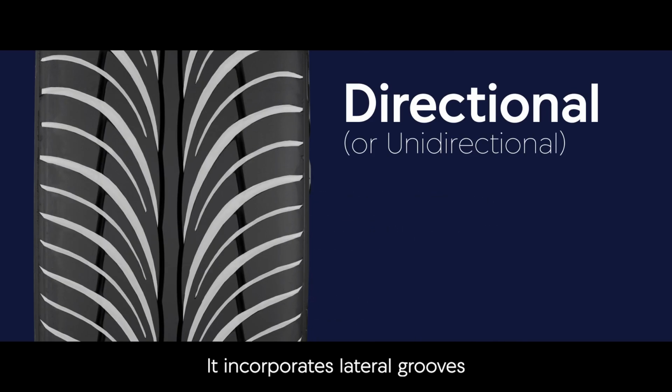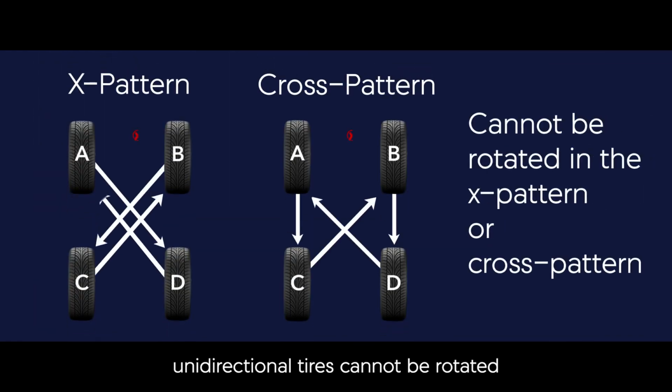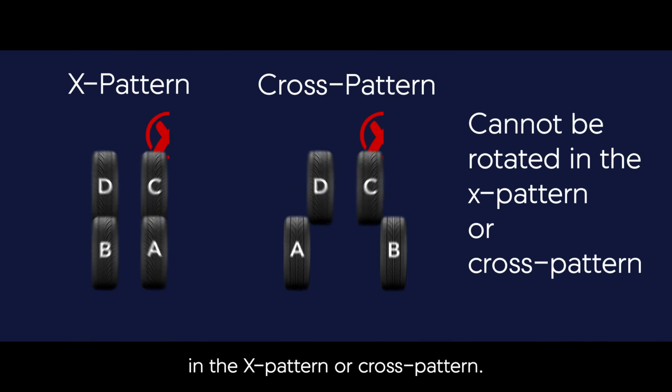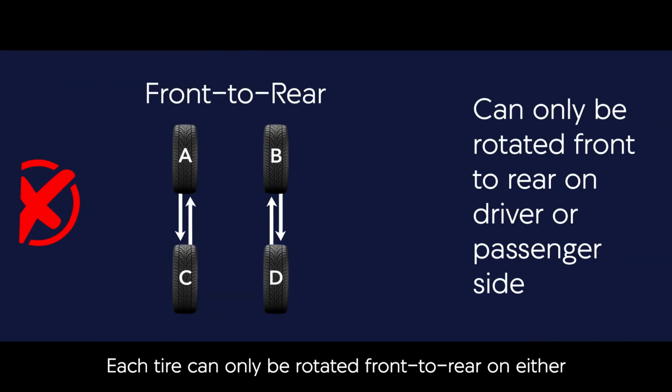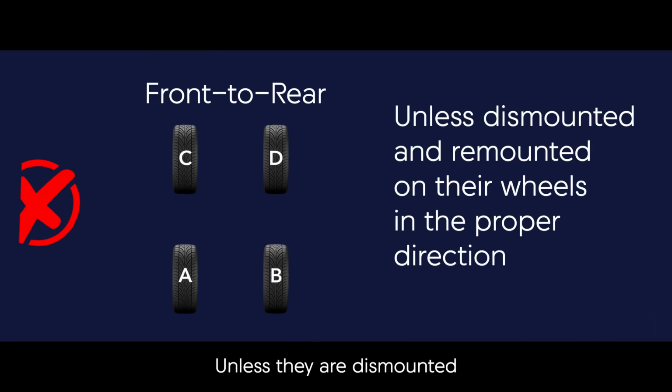It incorporates lateral grooves on both sides of the tire's center line that point in the same direction and result in V-shaped tread blocks. These grooves enhance hydroplaning resistance at high speeds by pumping water more efficiently away from the tire contact patch. Because of this directional tread design, unidirectional tires cannot be rotated in the X pattern or cross pattern. Each tire can only be rotated front to rear on either the passenger or driver side of the vehicle, unless they are dismounted and remounted on their wheels in the proper direction.